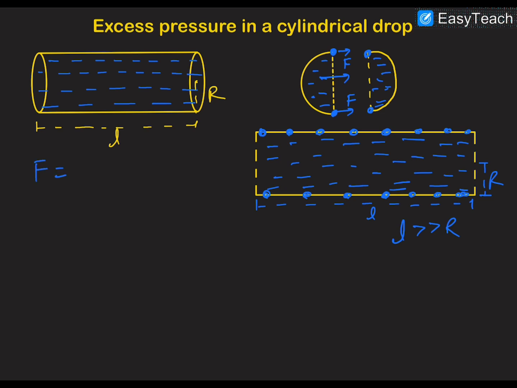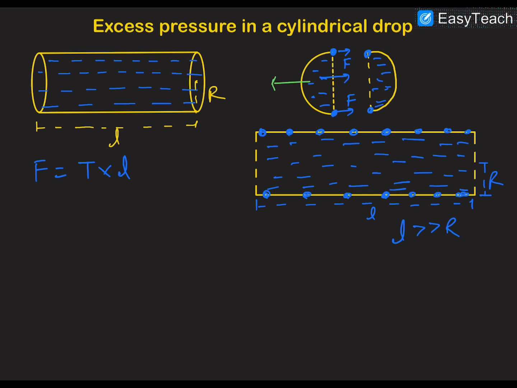First, let us discuss what F is. F is a surface tension force, and because this is a drop, there will be only one free surface associated with it, and the surface tension will be only T. The length on which this surface tension force acts is L. So this F will be T into L. Now the total force acting will be 2F, and this force will be counterbalanced by the force of excess pressure, which would be pushing this half cylindrical drop in this direction.